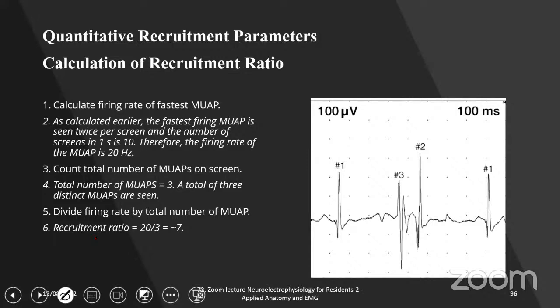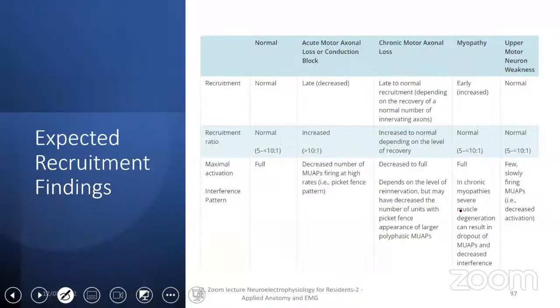Now you see there are more MUAPs here. As calculated earlier, the fastest firing MUAP is seen twice per screen. The number of screens in 1 second is 10. Therefore, the firing rate of the MUAP is 20 hertz. And the number of MUAPs on the screen now, there are 3 here, right? This is 1, this is 2, this is 3, and again the second one. Total of 3 distinct MUAPs are seen. Divide firing rate by total number of MUAPs, 20 by 3. That's how the recruitment ratio is calculated.